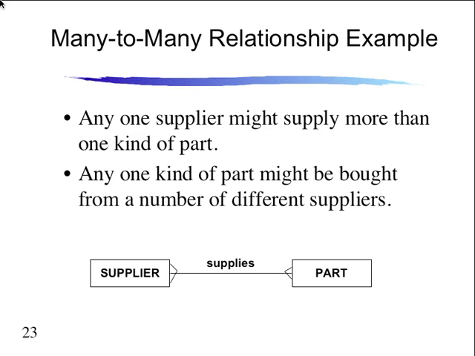The many-to-many, where we have one supplier might supply more than one kind of part, and any one kind of part might be bought by any number of suppliers or different suppliers. So we have the crow's feet on both sides to go. Many-to-many. Doesn't require very much artistic skills, and doesn't require diamond symbols. You can just put the word of the relationship on the line.